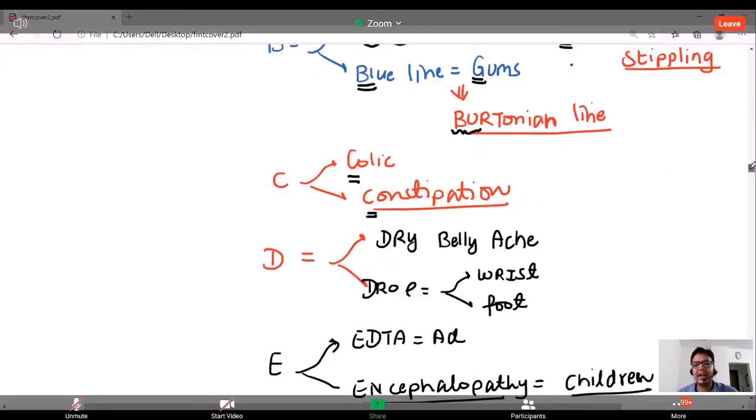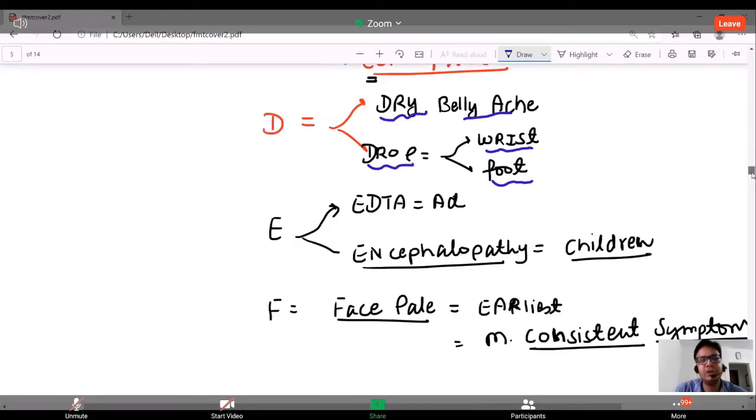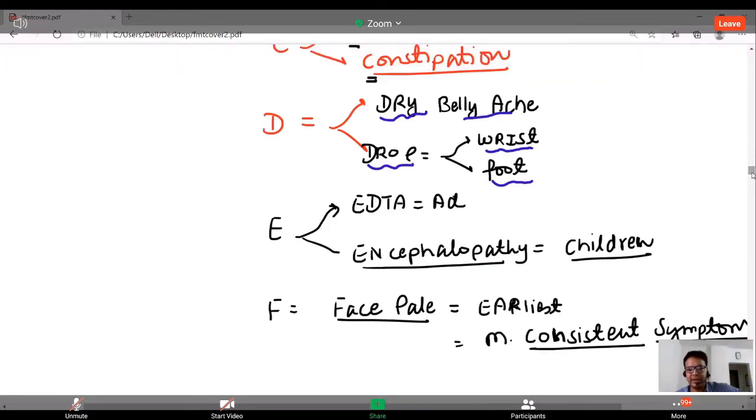D for dry belly ache and drop. Drop is wrist drop and foot drop, because of involvement of nerves. E for EDTA is an antidote, and E for encephalopathy is common in children.